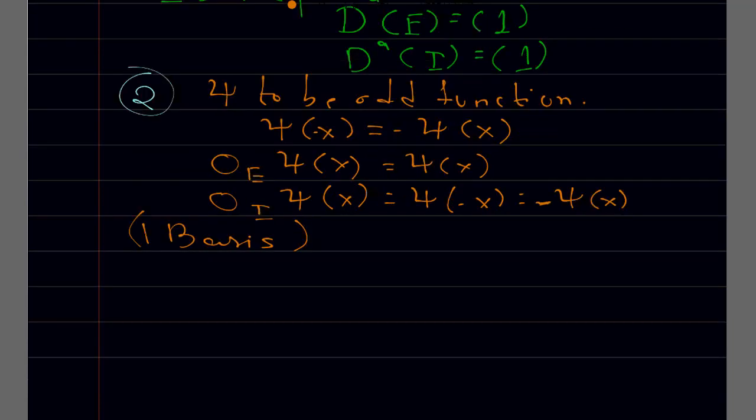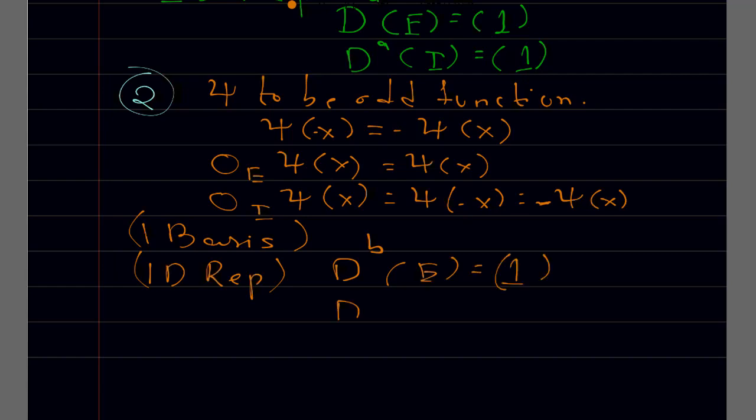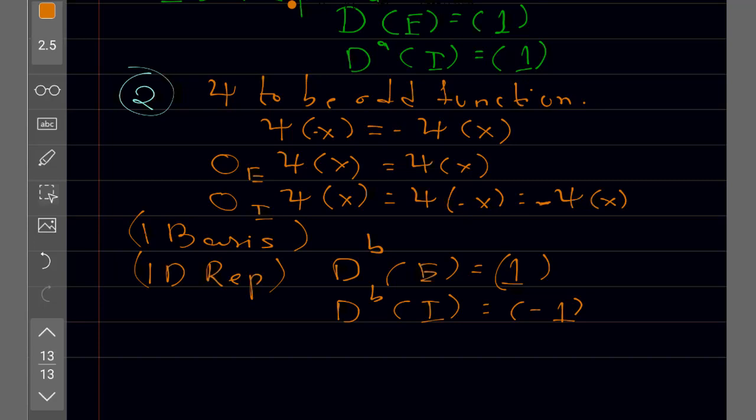So the matrix representation, and I'm going to use B, and we are also going to get a 1D representation here because we have only one basis, and D_B of E can be written as 1 because we get the same function, but D_B of I should be written as minus 1 because I get the negative of the function. So this is a one-dimensional representation of your operators. Okay, now what we will do, we are going to look at the third case.